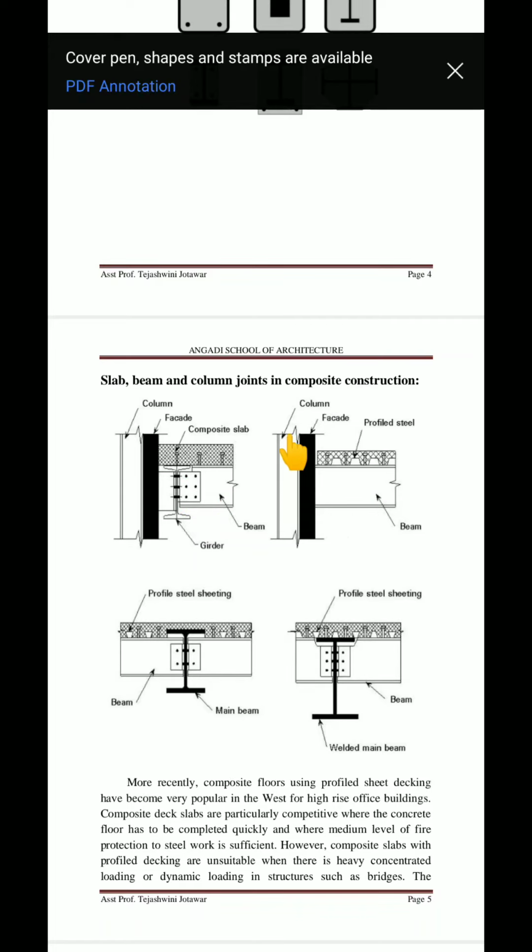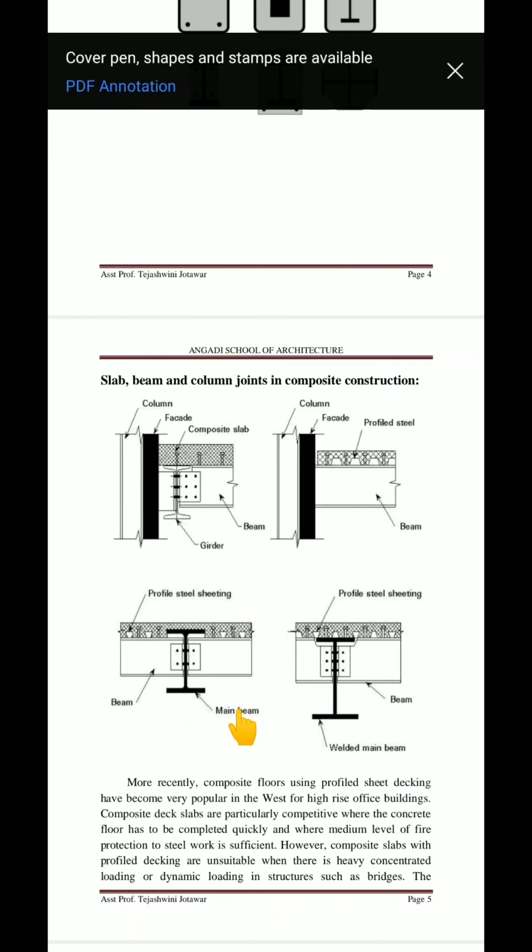The second type is where I am using an I-section column. The I-section column is connected with the I-section beam, but here the beam is again provided with a profiled steel plate, and the profiled steel plate is poured with concrete material. Wherever there are corrugations in the profiled steel plate, there are steel struts, shear connectors, connecting the concrete with the profile plate and the flange of the I-section.